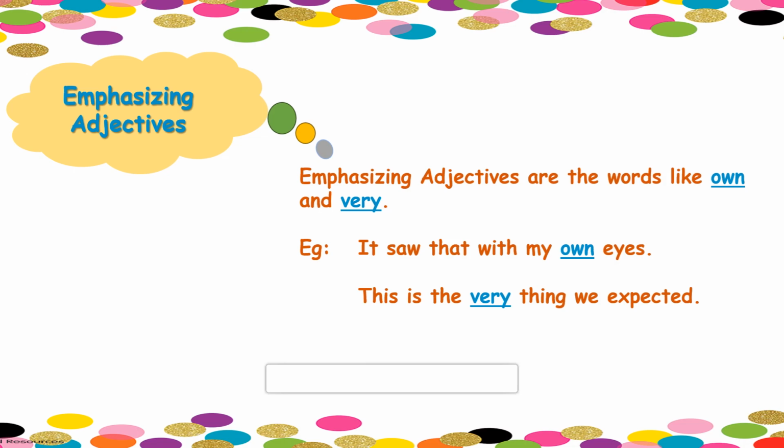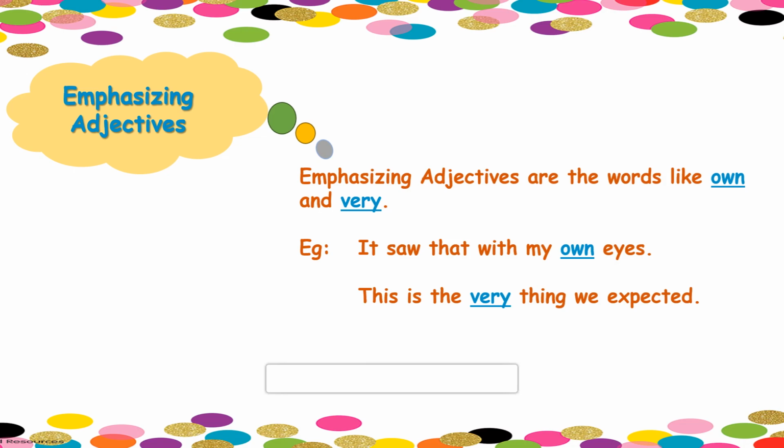For example, I saw that with my own eyes. Students, there is a misprint. It should be I, okay, not it. So I saw that with my own eyes. Instead of this, we could have said, I saw that with my eyes. It can be understood. You will not obviously borrow somebody else's eyes, right? You cannot take somebody else's eyes in order to see.